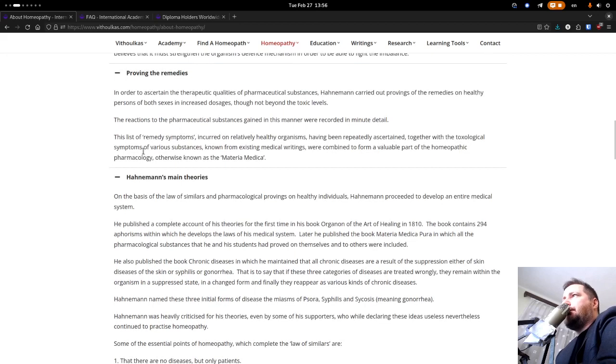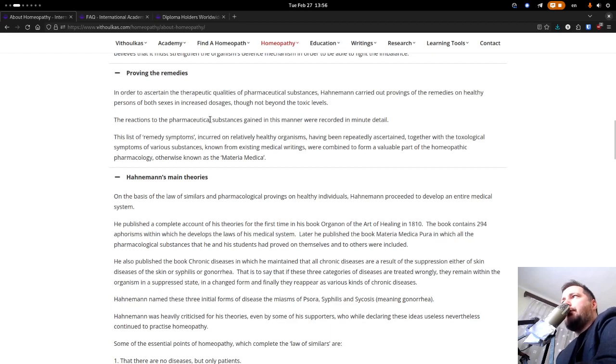Proving the remedies: in order to ascertain the therapeutic qualities of pharmaceutical substances, Hahnemann carried out provings of the remedies on healthy persons of both sexes in increased dosages, though not beyond the toxic levels. Yeah, so this is what I was talking about. This is how homeopathic remedies are discovered.